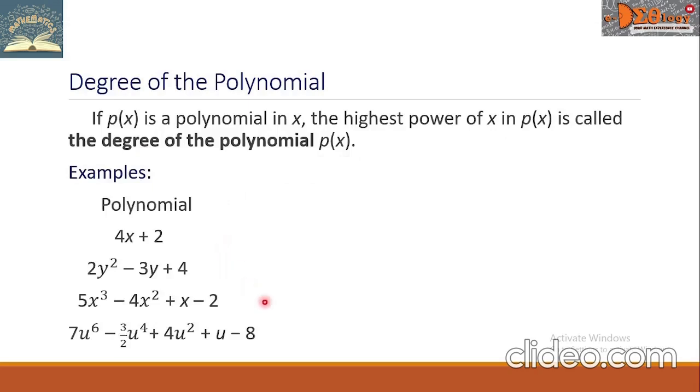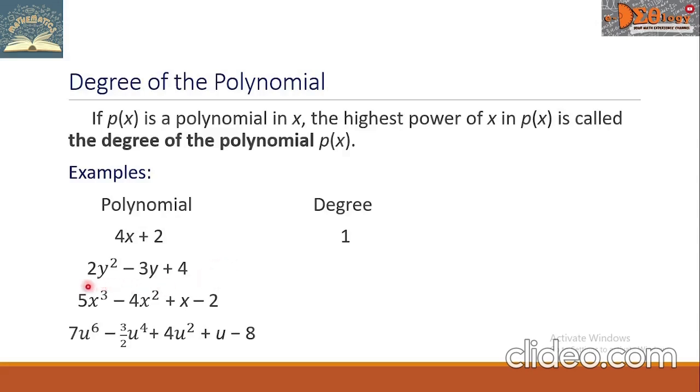Examples, we have here 4 polynomials. The first is 4x plus 2. This is a polynomial in x. The highest power is 1. Remember that the degree of the constant 2 is 0. So in here, the degree is 1.